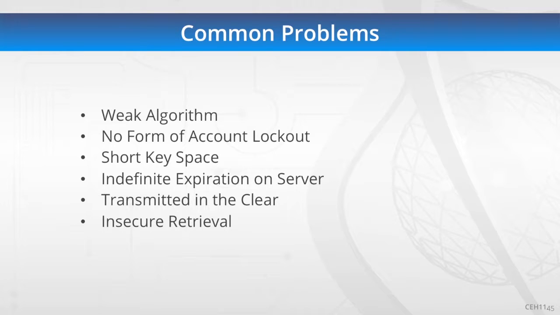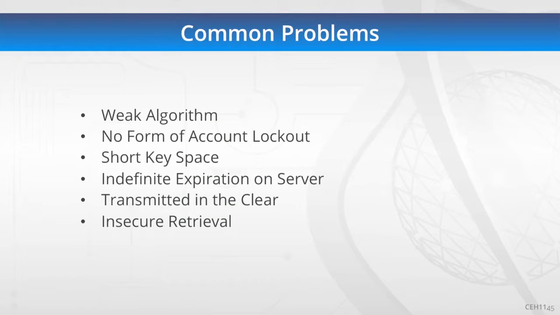And when we get into the wireless section, realize that they used a great algorithm, RC4, but they weakened it by stripping out a big chunk of the encryption. No form of account lockout. CAPTCHA is not your friend. And for the web, most of the time we don't do account lockout. A short key space. If your session IDs are only 10 characters long, that's very short. We can use brute forcing to get into that.